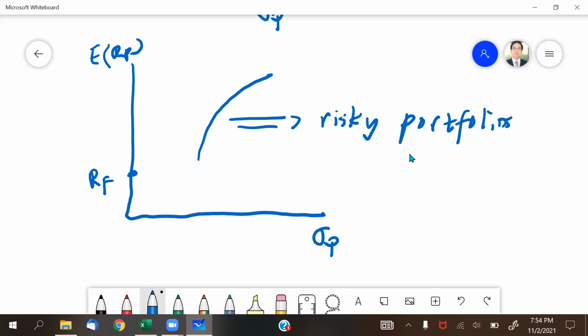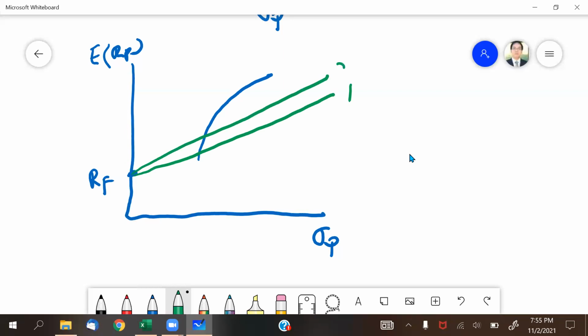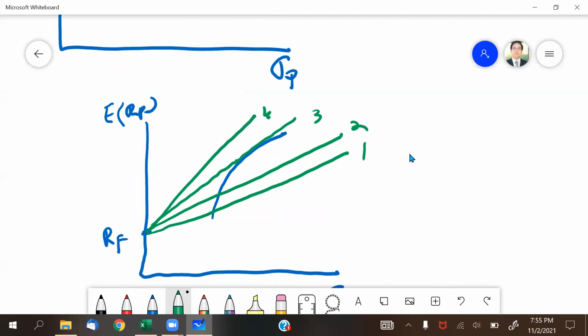So we need to connect them. We need to connect the risk-free asset and the risky portfolios. If you watch the videos again, I'm explaining that actually we could have many possibilities, but the best possibility would be the one that maximizes the slope. For example, you have here line number 1, line number 2, line number 3, line number 4, and so on. So we ask, between lines 1 and 2, which one is preferred?